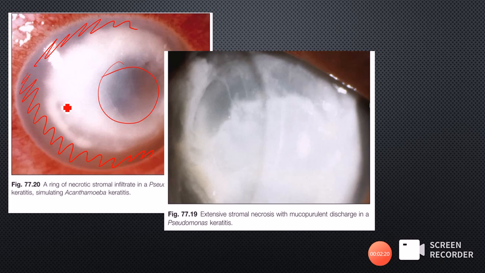Sometimes you might get confused with acanthamoeba keratitis, because acanthamoeba also will present with ring infiltrate. Even fungal corneal ulcer will present with ring infiltrate, and Pseudomonas also can look like that. Similarly, here you just look at the cornea. You cannot make out where the cornea is. It is like extensive stromal necrosis with mucopurulent discharge in a patient with Pseudomonas keratitis.